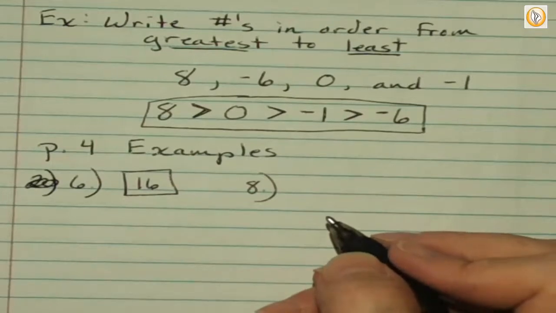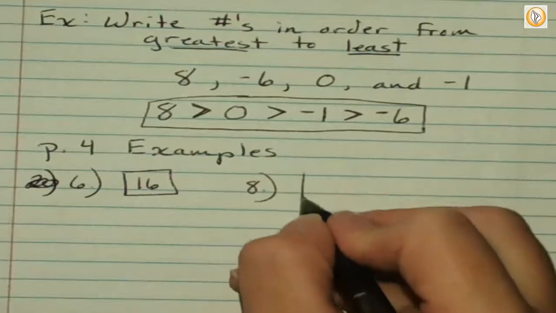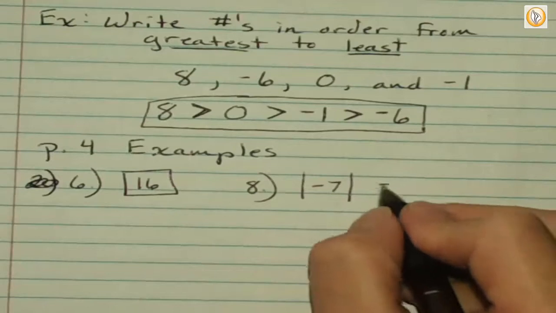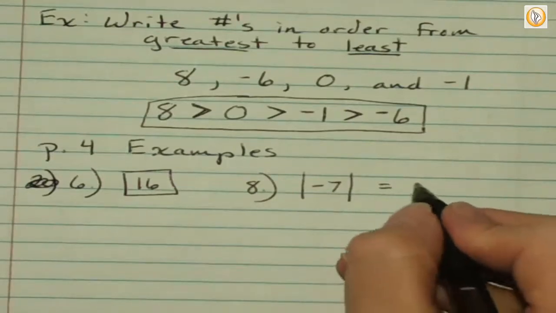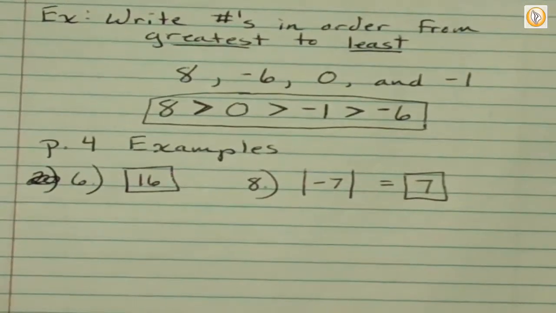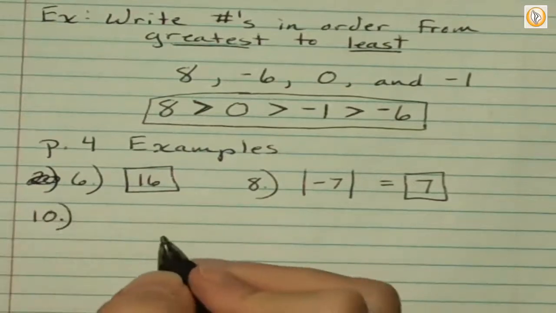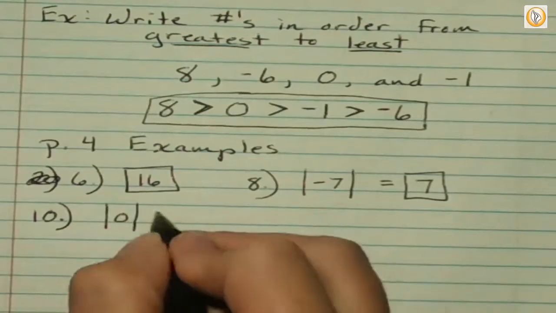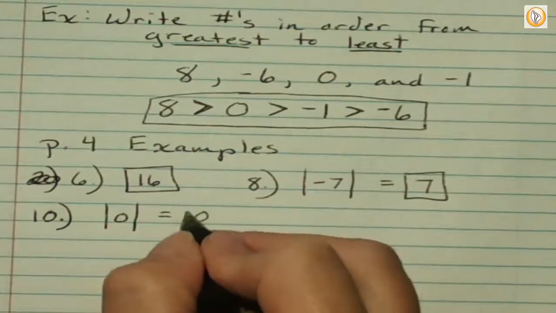All right, 8. Directions say write the absolute value of each of the following. They gave you negative 7. Italia, what is the absolute value of negative 7? 7. And I'm boxing my answer. What was the absolute value of 0? Tanner, you want to guess? What is it? 0. There you go. It's just 0.